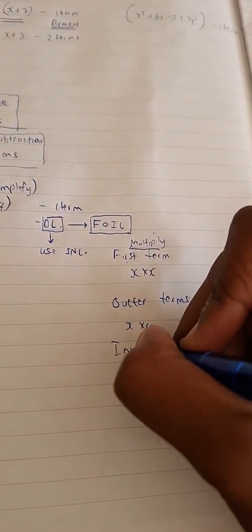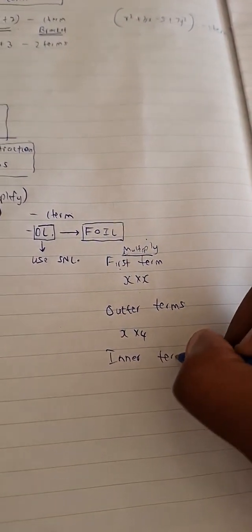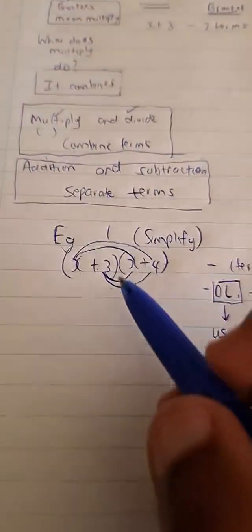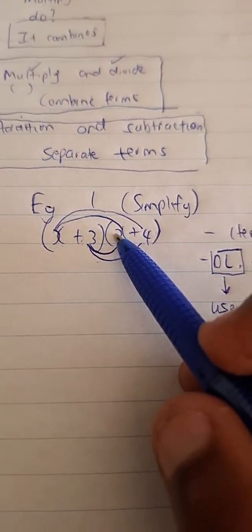Then I stands for inner. Inner what? The inner terms. So now we are coming to the 3, which is positive, and we are multiplying it to the x, which is positive. Are we together?